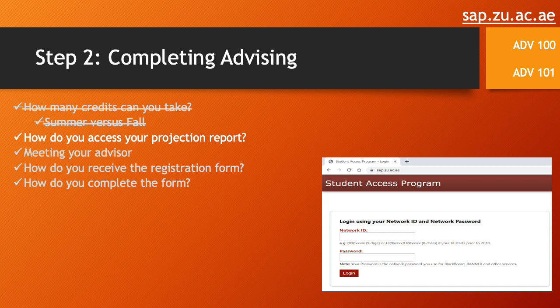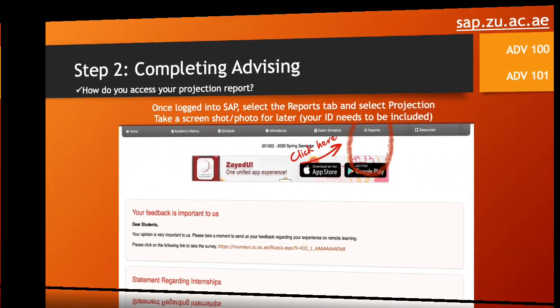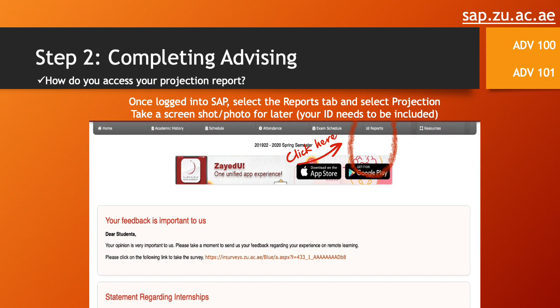Now that we have discussed how many credits you can take, you will need to access your projection report and save a copy of it on your desktop. In order to do this, please proceed to SAP and log in to the website. The next thing you would need to do is, using the menu at the top of the screen, go over to the option for reports on the far right-hand side, open up the menu, and choose projection.